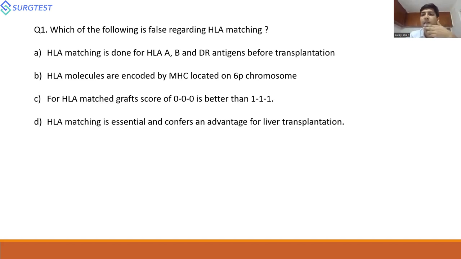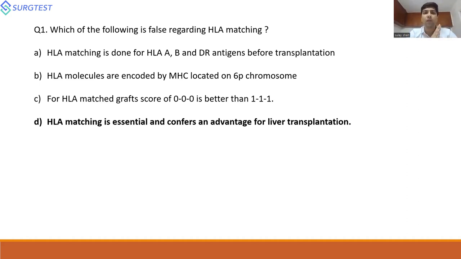Good, people are coming up. Yes, so the answer is D. HLA matching is not essential for liver transplantation. It is better to match, but it does not confer a significant advantage.